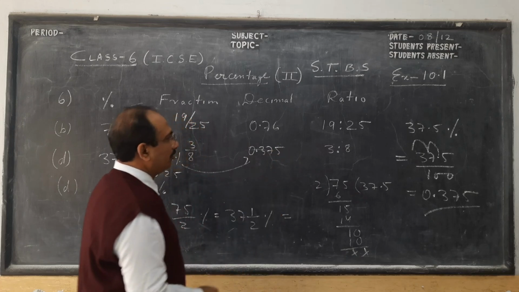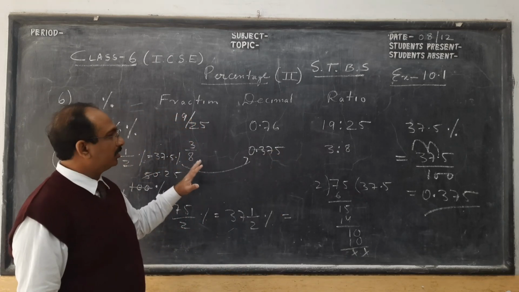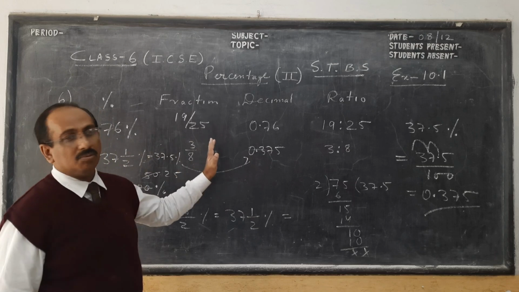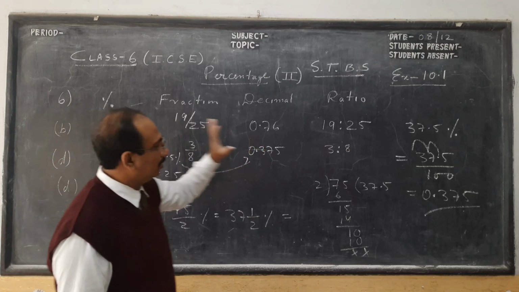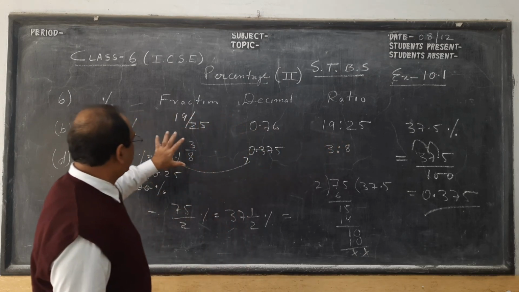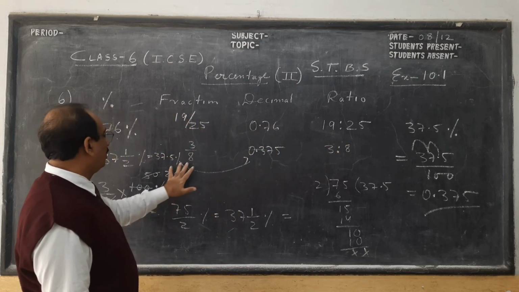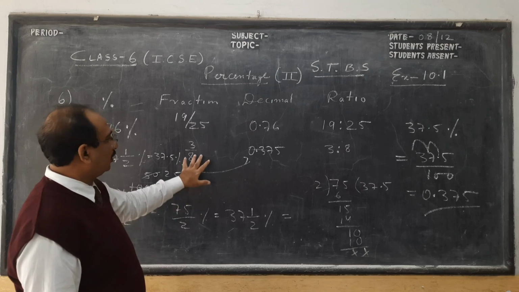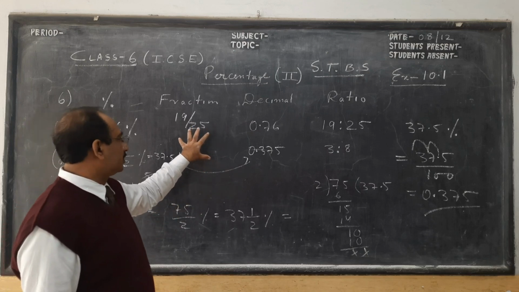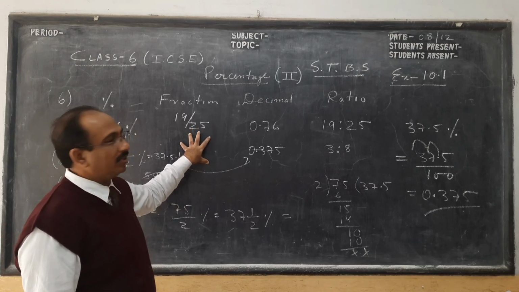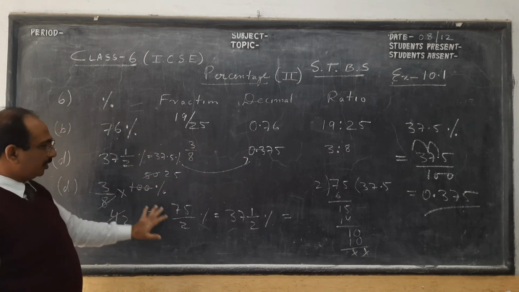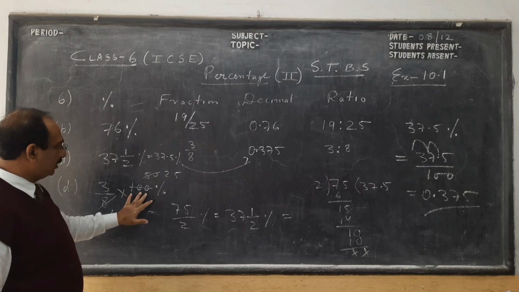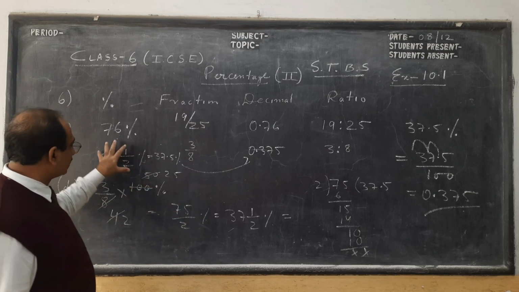0.375. Okay, once more let us recapitulate the full thing. So this is a very important table, children, where we have 4 things, interrelated to one another. 3 by 8 was given, 3 is to 8, we wrote as 3 by 8 as a fraction. Then I told you what will happen if this is a mixed fraction. Now 3 by 8, then we converted it into a percentage. We got 75 by 2 or 37 and a half.